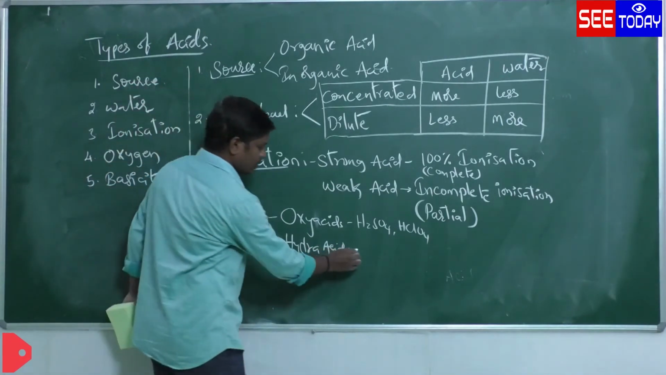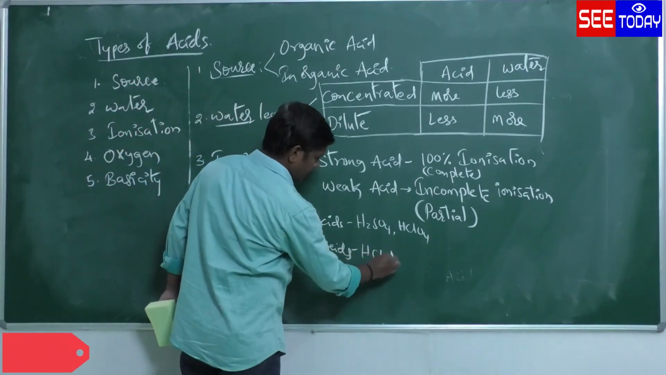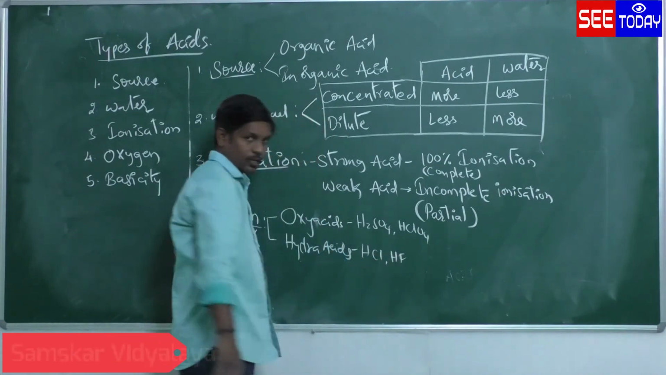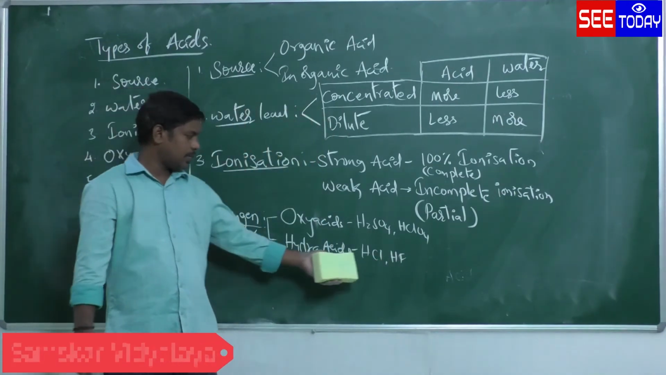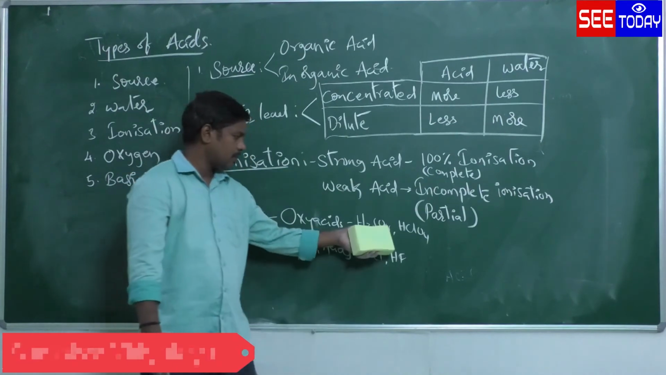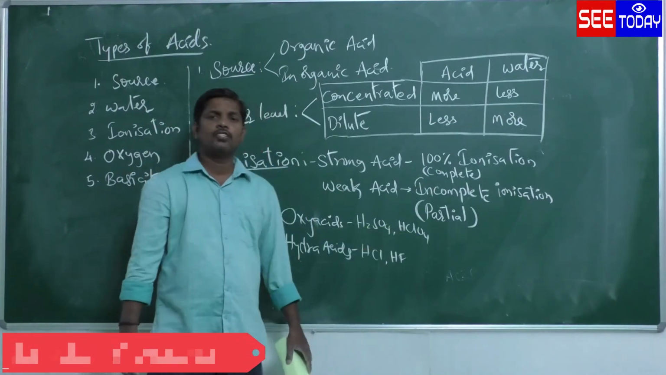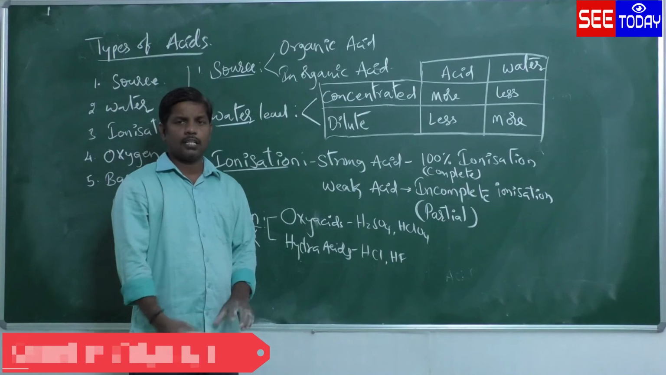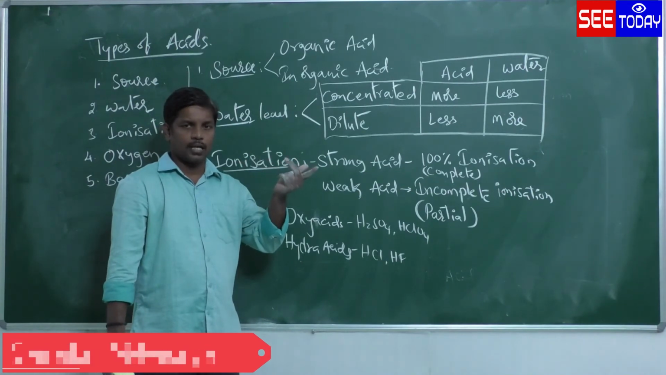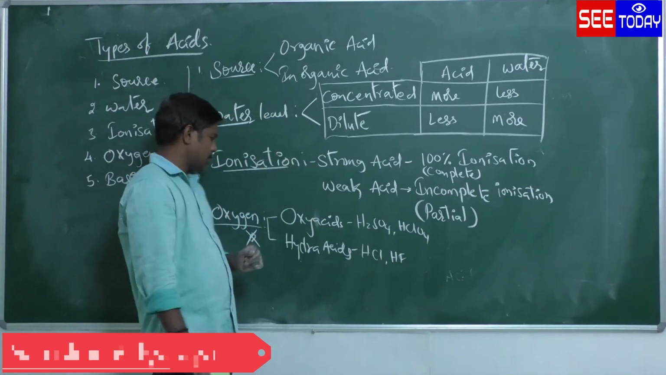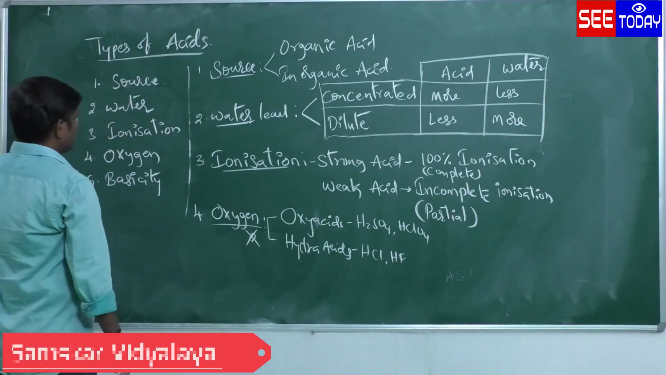And for hydra acids you can take HCl, HF, all this. So hydra, see here in this oxygen is not there, but in this oxygen is present. That's it. Based on presence of oxygen, these acids are divided into 2 types: oxy acids and hydra acids. Right? So the last one, basicity.